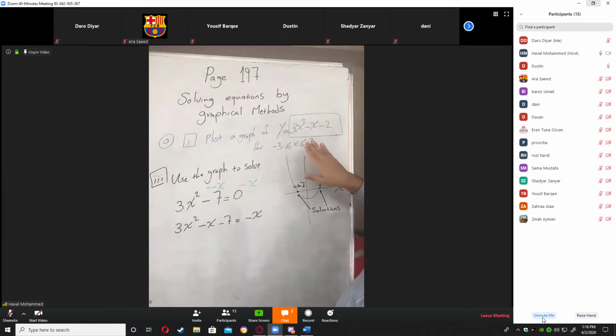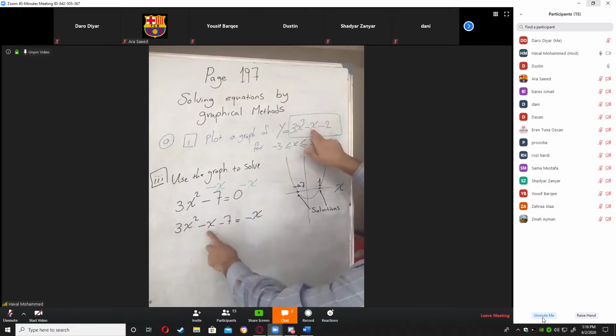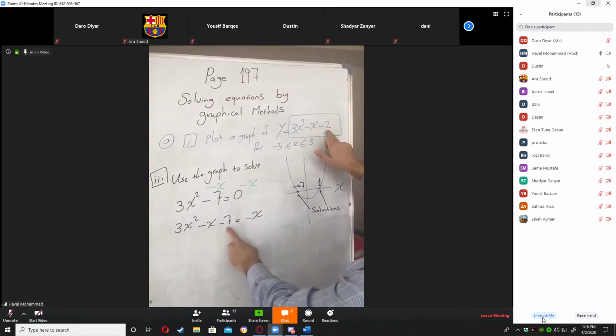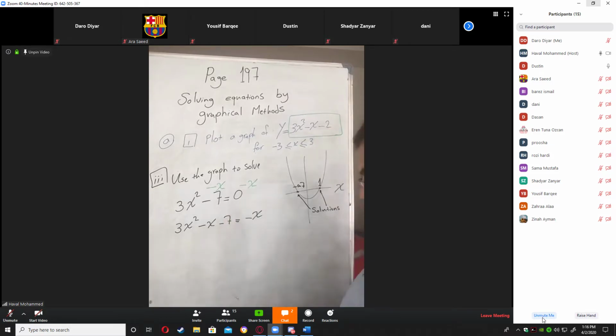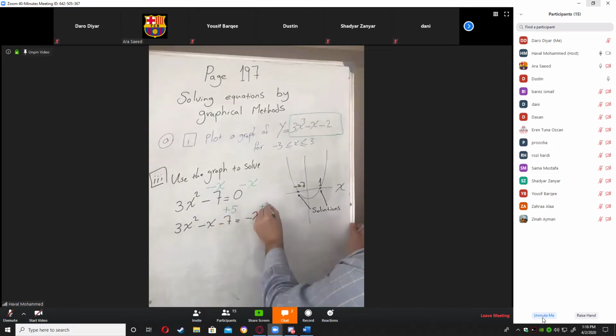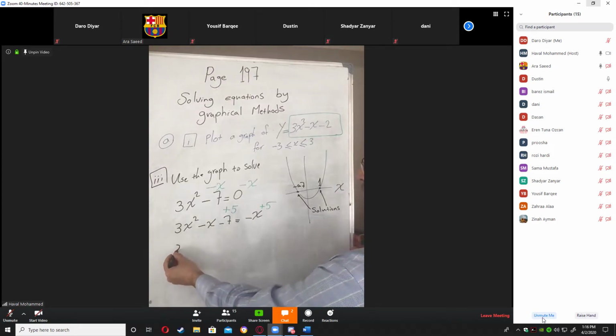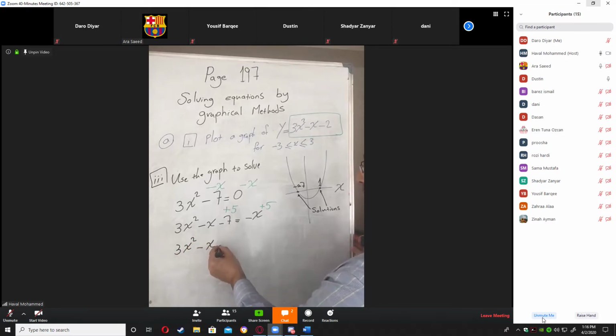Now, compare it again. If you've got a question, you can raise your hand. I can see it straight away. I'll answer. 3x squared, 3x squared. Negative x, negative x. Negative 2. But what do I have here? Negative 7. Then how can I make negative 7 to negative 2? Plus 5. Remember, you need to plus 5 here as well. And now, what do we get? 3x squared minus x minus 2 is equal to negative x plus 5.